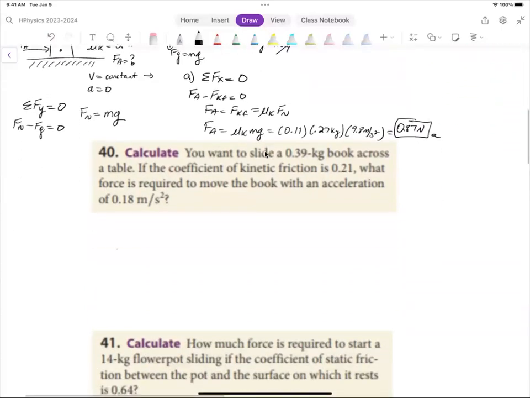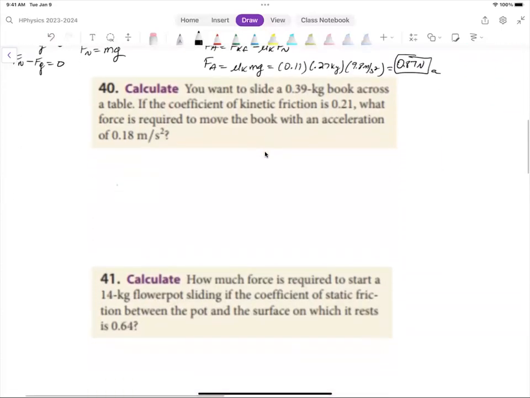Next, same exact problem. We're going to slide a book across the table. The coefficient of kinetic friction is 0.21. What force is required to move the book with an acceleration of 0.18? So this time, it's not constant speed. I'm actually going to accelerate. So the surface has friction. I know this because they gave me a coefficient of kinetic friction.